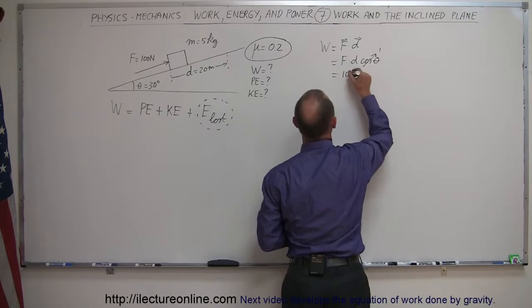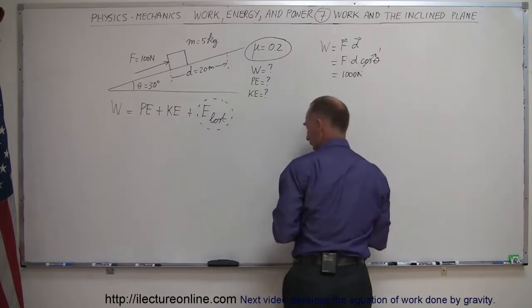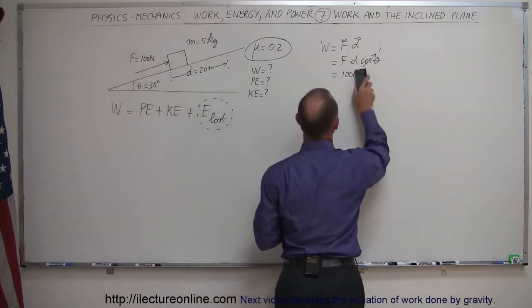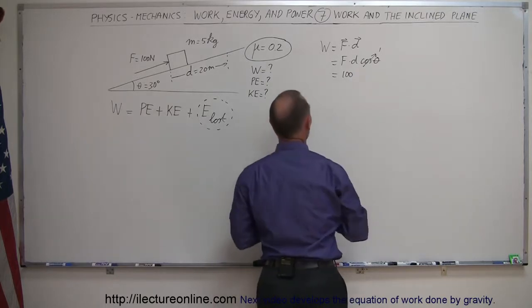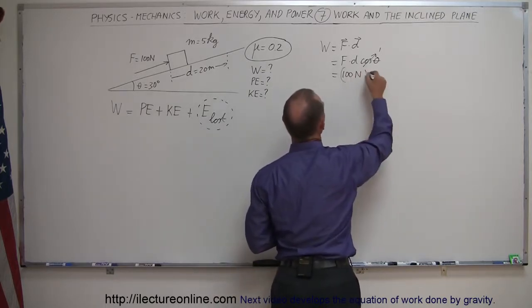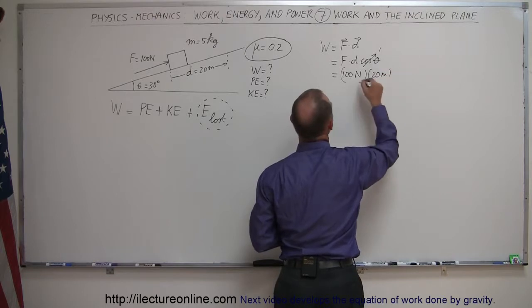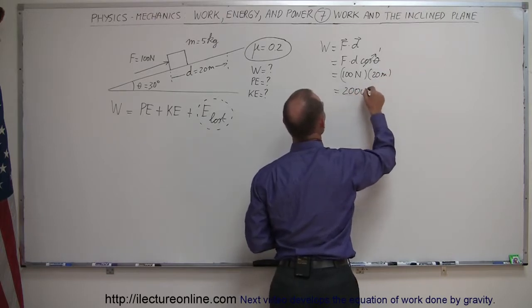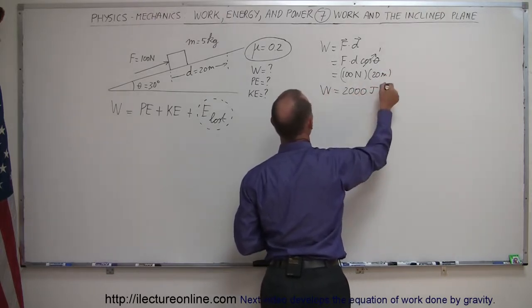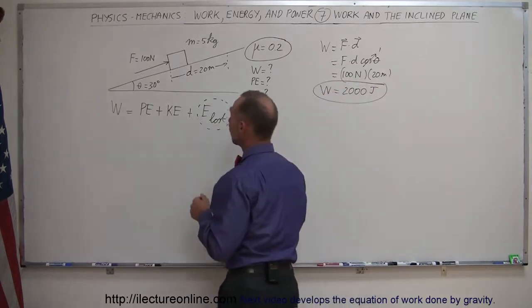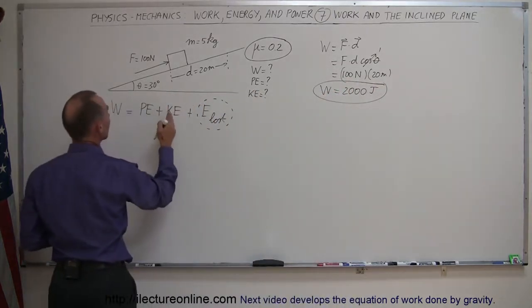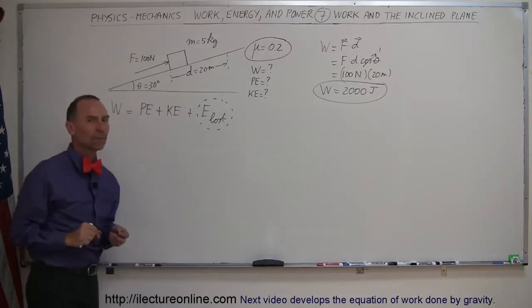And so we have 1,000 newtons. Not 1,000, I think I have only 100 newtons. 1,000 newtons would be a little too much. 100 newtons of force multiplied times 20 meters, which means it's 2,000 newton meters or 2,000 joules of work done. And that work will then be subdivided into potential energy, kinetic energy, and energy lost.